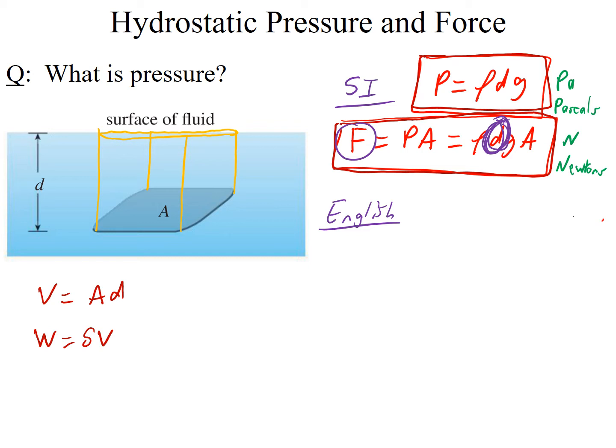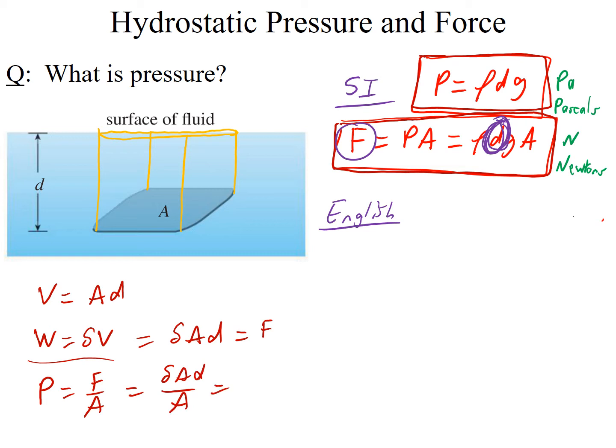We're going straight from volume to weight. This formula gets me from volume to weight, so it's going to be delta times AD. That's the weight of the water. And then the pressure, since it's force over area, remember this is also the same as the force that the water above the plate is pushing on the plate with. So it's going to be delta AD over A. The A's cancel, you get delta D.